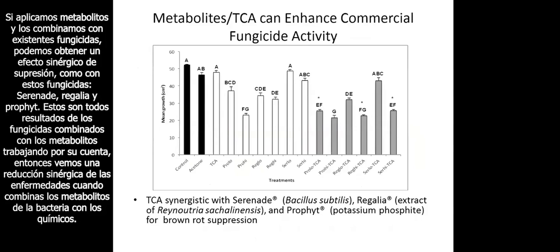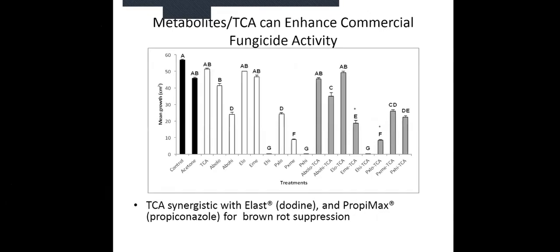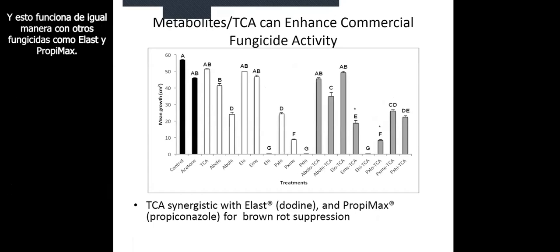metabolites and combine it with existing fungicides that are on the market, you can get a synergistic level of suppression, such as with these fungicides, Serenade, Regalia, and Prophyte. This is all combined with the fungicides and metabolites, and this is on their own. So you see synergistic reduction of the disease when you combine the metabolites from the bacteria with the chemical. And that's also true with other fungicides such as Elast and Propamax.